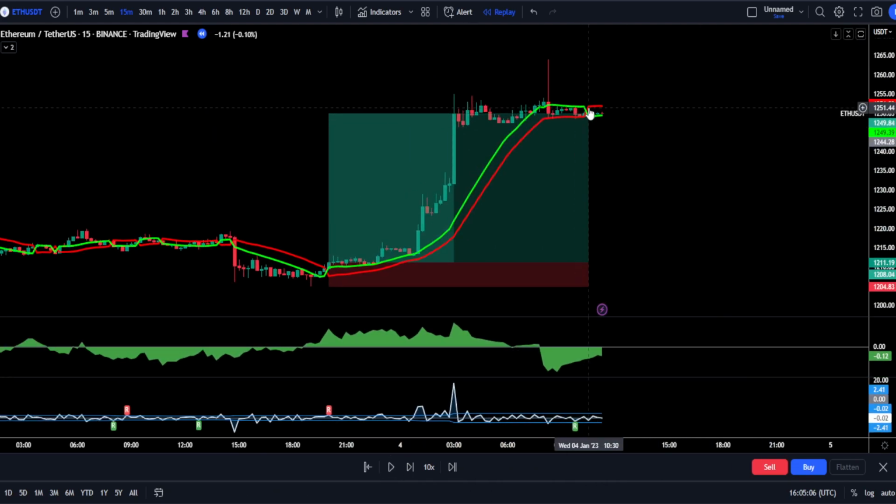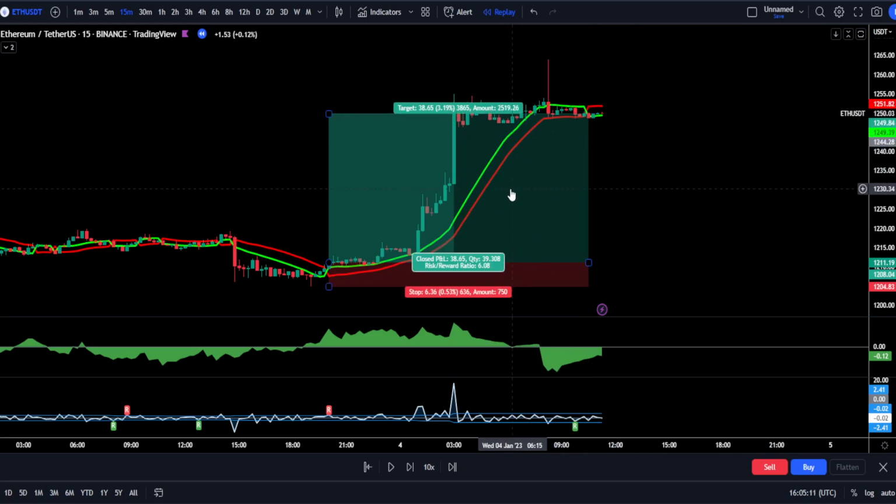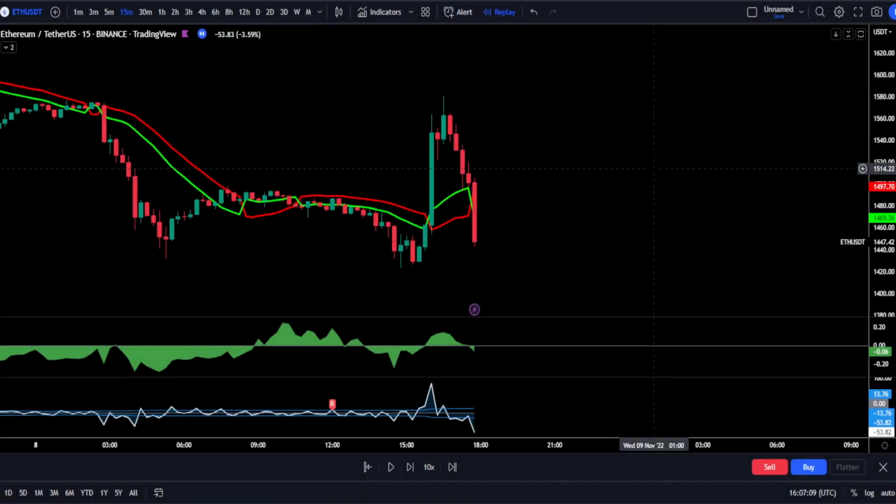Okay, we see we got a valid exit signal, so we can close our position. Our risk to reward ratio on this trade was 6-to-1, and we returned around 3.2%. Okay, let me now give you some more examples so you have a better idea of how to trade this system.